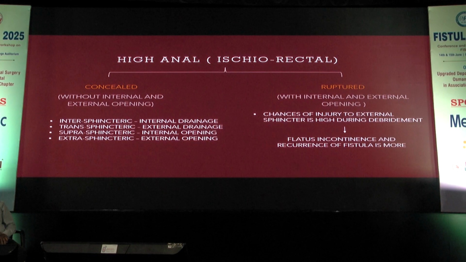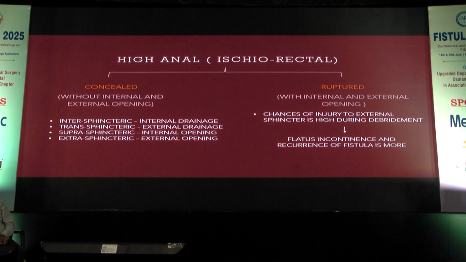Previously we dealt with ischioanal; now we are going to the high anal, where in ischiorectal once again there is a concealed abscess and a ruptured abscess. Ruptured abscess is where there is a fistulous tract. Here, without internal and external opening, that is intersphincteric, transsphincteric and suprasphincteric, you can deal with internal drainage for intersphincteric, external drainage for transsphincteric, internal drainage for suprasphincteric, and external drainage for extrasphincteric.